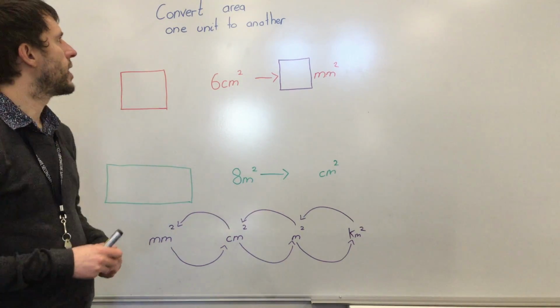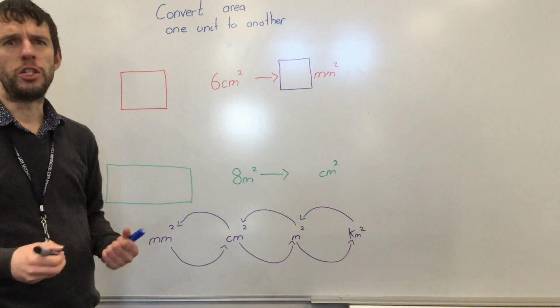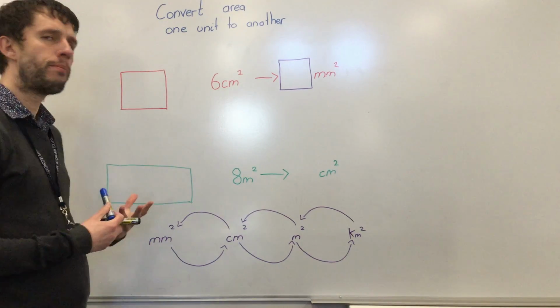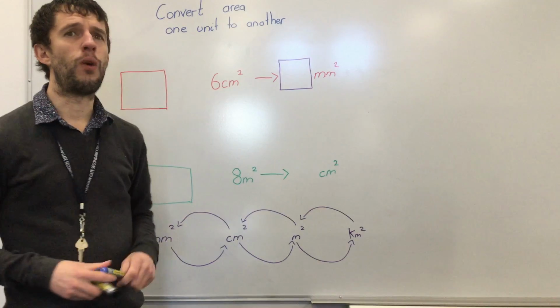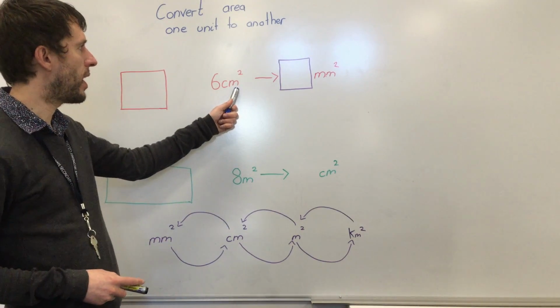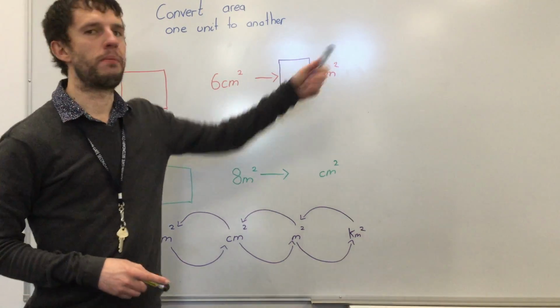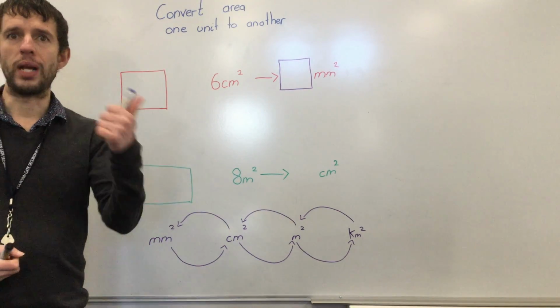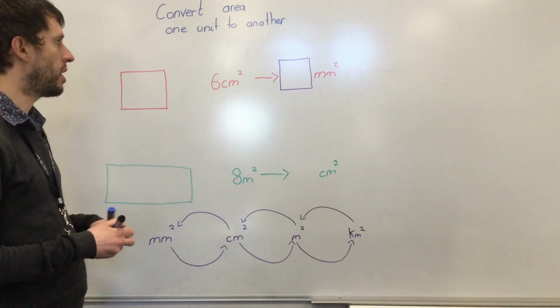So we are going to be looking at converting area from one unit to another. Now I want us to take us back to what we already know and then apply it to our understanding of converting straight away from centimeters squared to millimeters squared. So what do we know? We know that in 1 centimeter we have 10 millimeters.